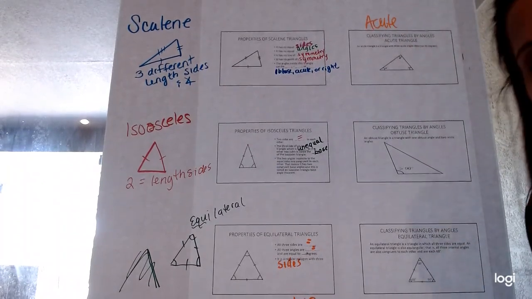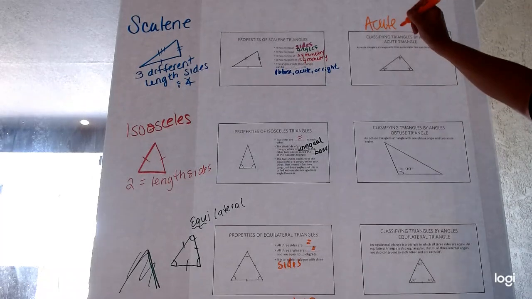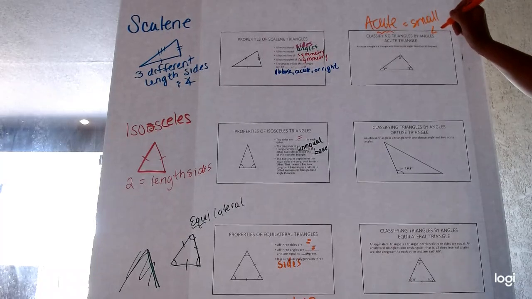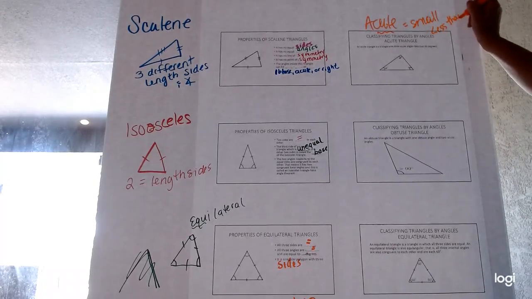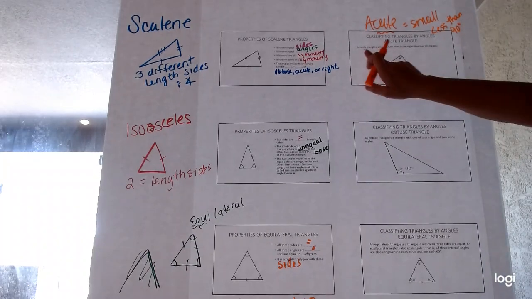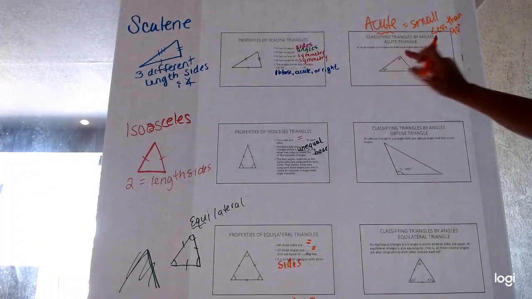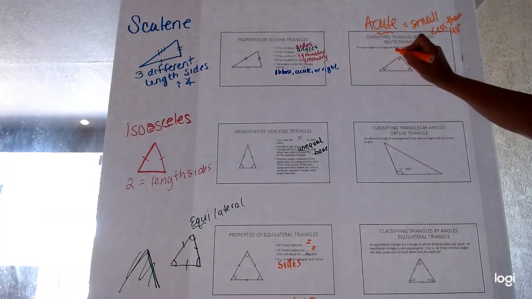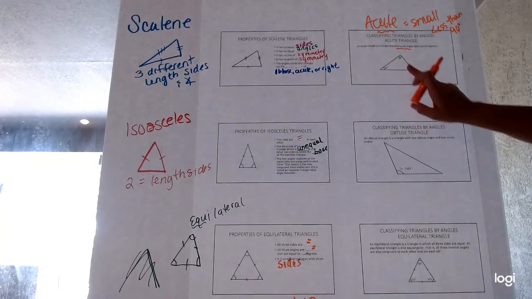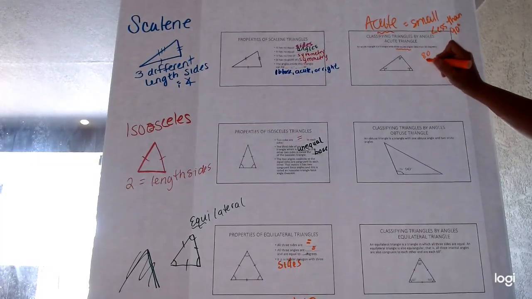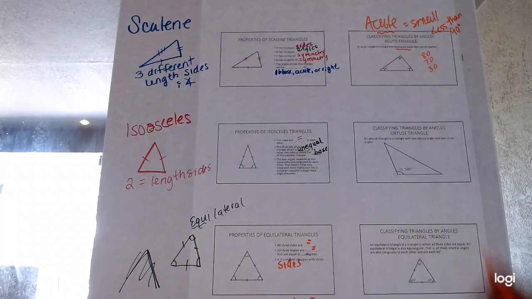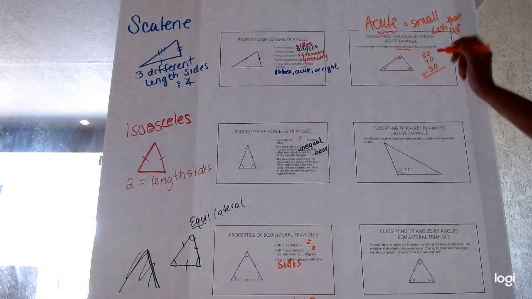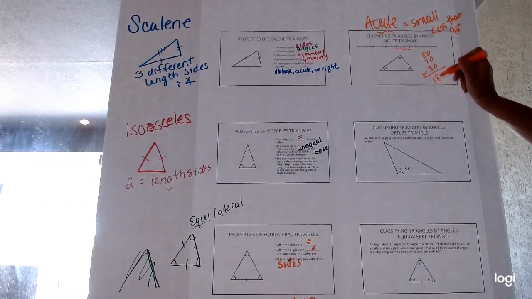Acute. Have you ever seen a cute little baby? Acute. Cute means small. That means less than 90 degrees. So it has three acute angles. So all of the angles are going to be less than 90 degrees. So all three angles will be less than 90 degrees. If you look here, they've got 80, they've got 70, and they've got 30 in this one. And if I add that up, I've got 8, 9, 10, 11, and look at that. It gives me 180 degrees.